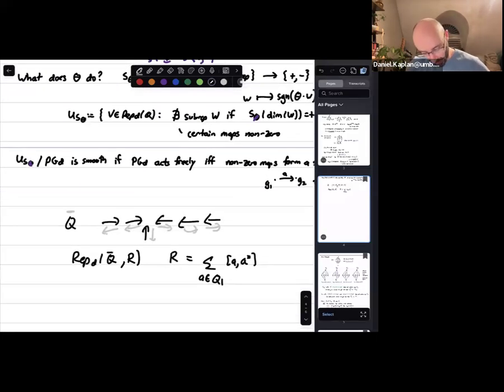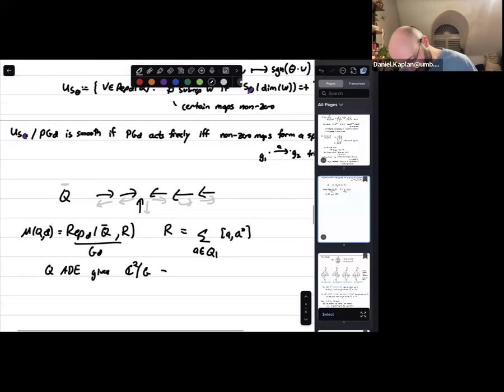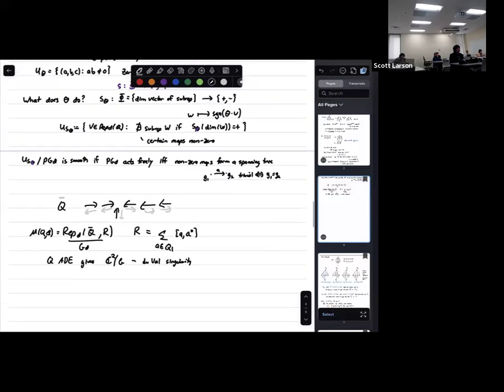And so if I want to make my moduli space, then I can recover, yeah, some kind of Du Val singularity. Yeah, so this is the classical picture.